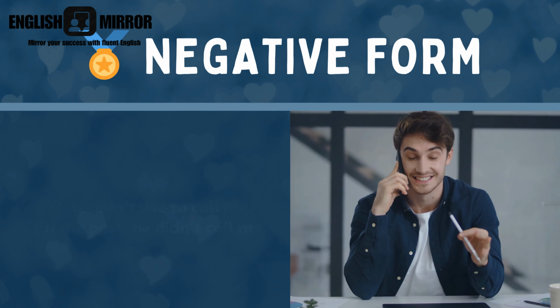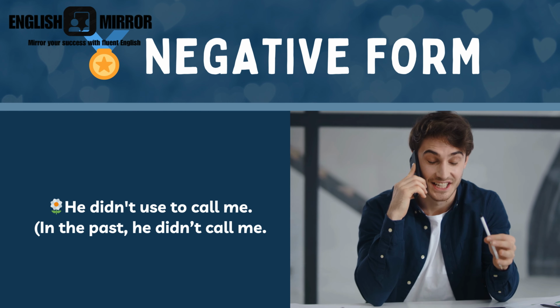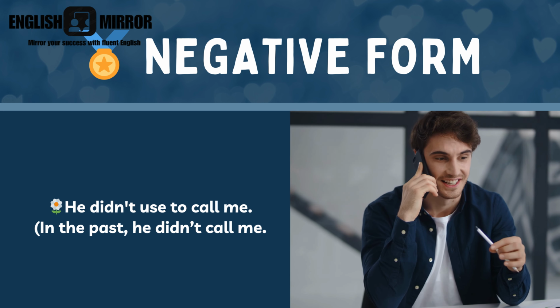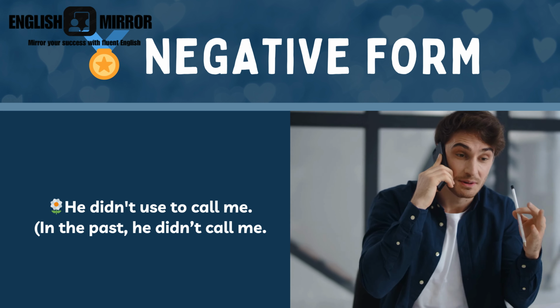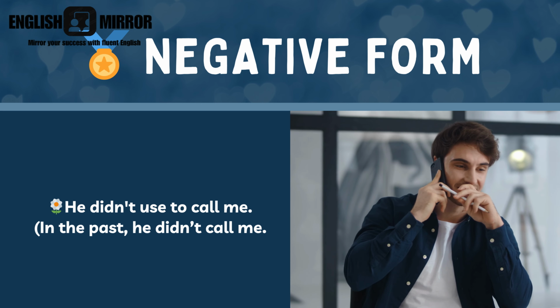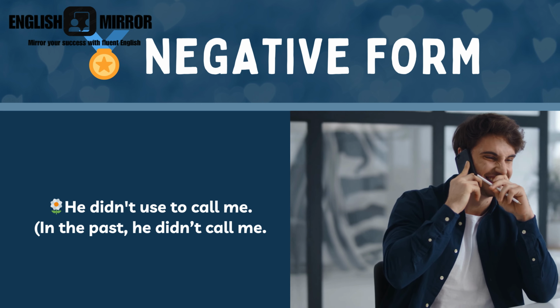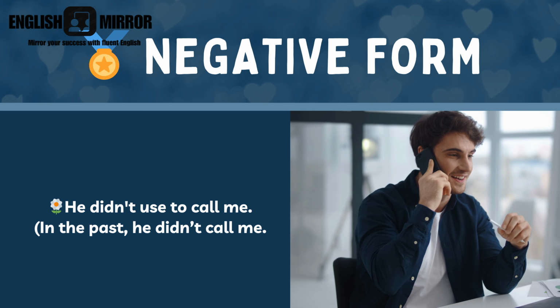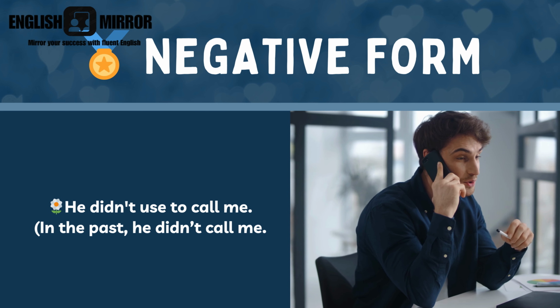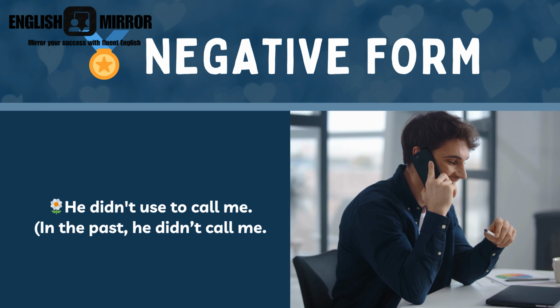Now the next usage is the negative form. The negative form means that we are including "not" in the sentences. Let's see the examples. "He didn't use to call me." That means in the past he didn't call me. Now all of a sudden he called, and this person can tell his friends or relatives that now he is calling me.